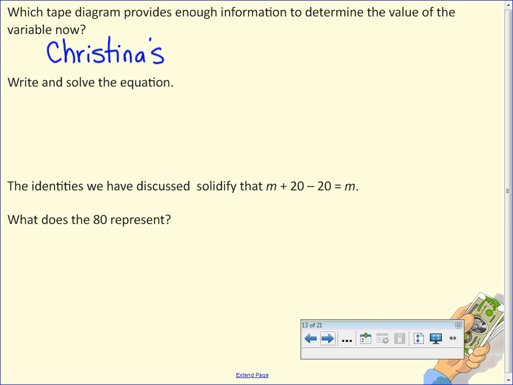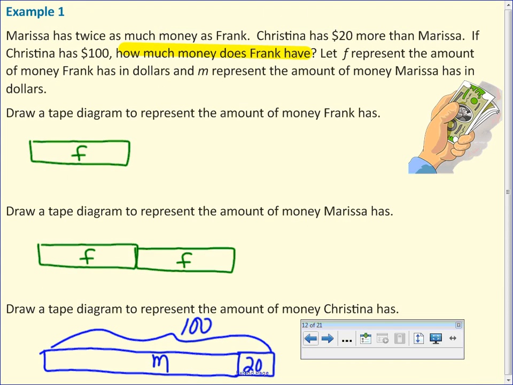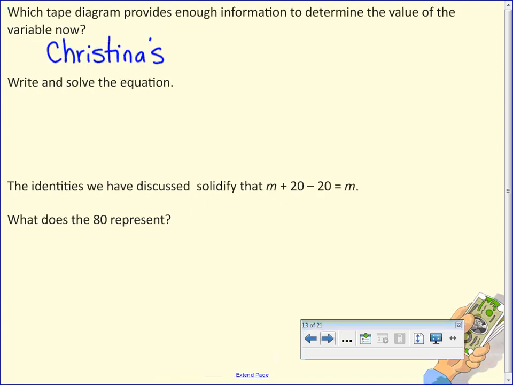How could I write Christina's tape diagram as an algebraic equation? How am I going to do that? Ash? How am I going to turn this blue tape diagram into an equation? What and what equals what? Right, so M plus 20 equals 100. So how am I going to solve that?